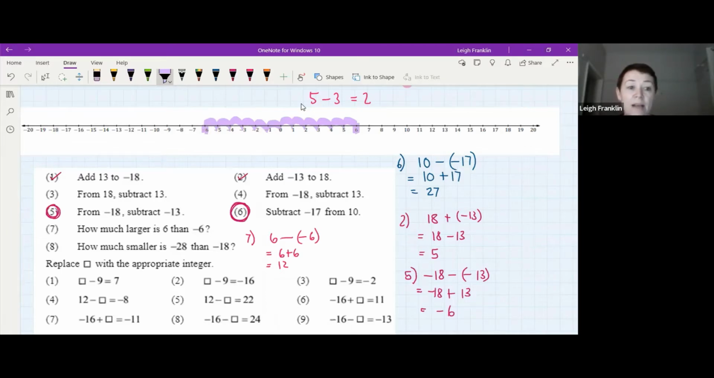Okay. Now another question, question number 8. So these questions are getting a little bit more difficult. How much smaller is -28 than -18? So let's see who's got a hand up. Rolivua, it's you. Go for it. How much smaller is -28 than -18? Do you start at -28 minus -18? Okay, so Rolivua is saying start at -28.